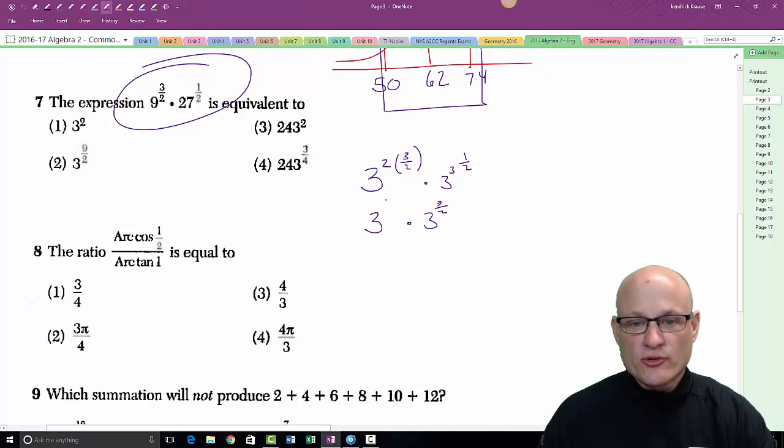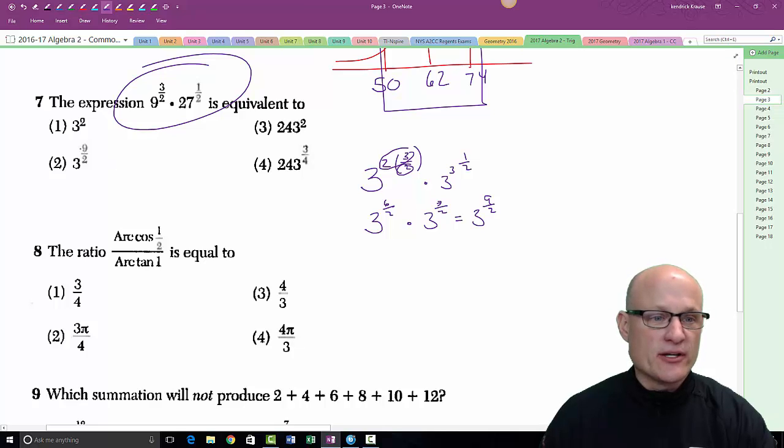And maybe that would have made it easier, because it's really 6 over 2. So 3 to the 6 over 2 times 3 to the 3 over 2 is really 3 to the 9 over 2. Is that one of my answers? There it is right there.